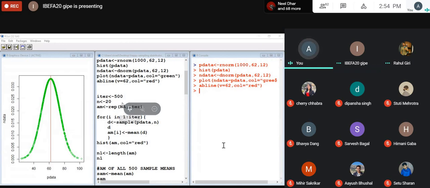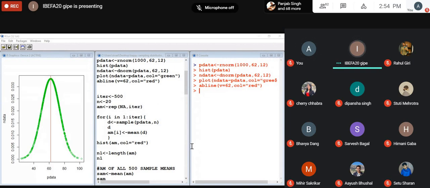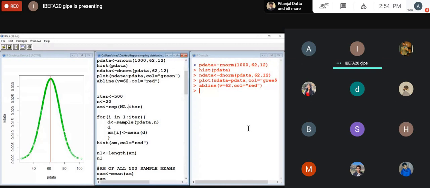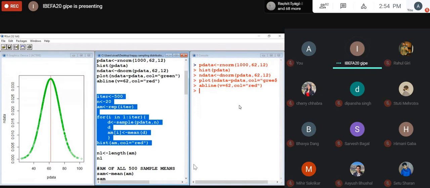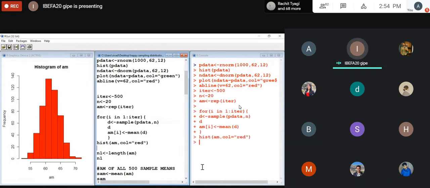What would be the impact of not mentioning this NA, or what other things can be mentioned here? Suppose I delete it. Now I say go for the algorithm. Let us see whether we can get it or not. I am repeating now the graph of all the 500 arithmetic means. You can avoid that NA also if you wish.